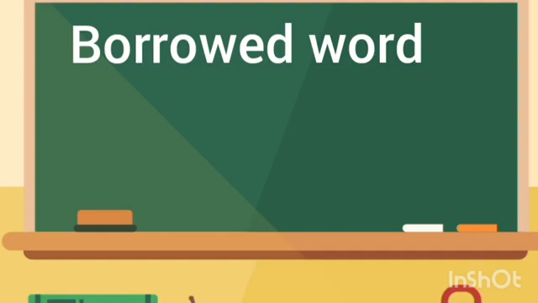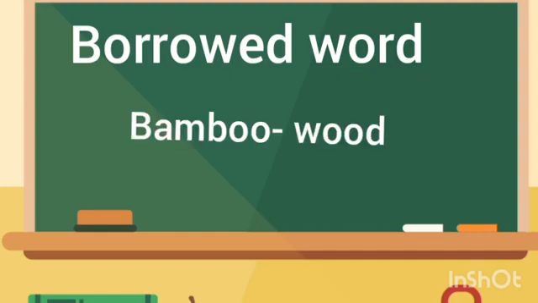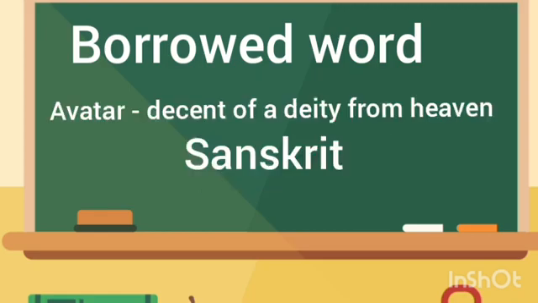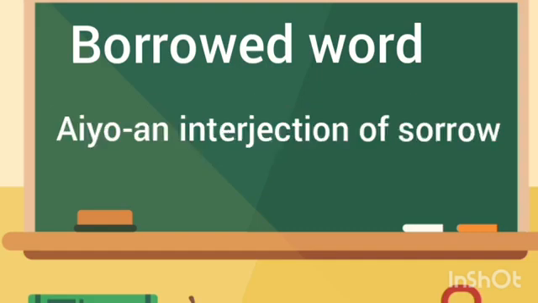These words will be referred to as borrowed words. Let me tell you some examples. Bamboo, that means wood. It is taken from the Kannada language, an Indian language. And avatar is taken from the Sanskrit language, meaning descent of a deity from heaven. And Ayyo is of Tamil origin, an interjection of sorrow. When some sad news happens we call Ayyo. These words are there in the dictionary of English, included as borrowed words.